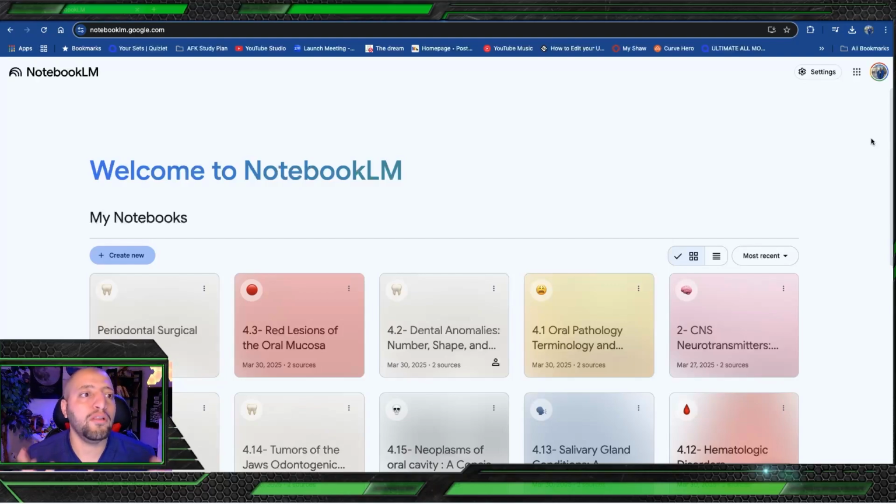It's coming from Google, which they call Notebook LM. So, to make a big story short, it is a perfect study partner. Let's see why it's a perfect study partner.